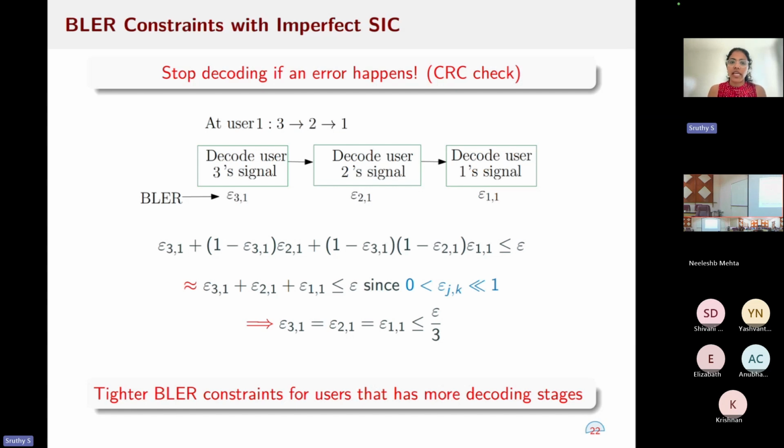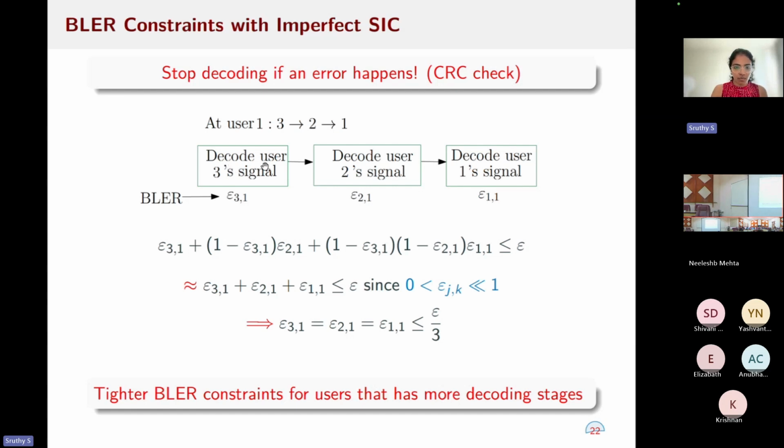In modern wireless systems, we use cyclic redundancy check, and it stops decoding if an error happens. Because of this, we are incorporating a maximum block error rate constraint at each decoding stage for a user. So let's say, for example, at user 1, the decoding order is 3 to 1. It first decodes user 3's data, then user 2's, and then user 1's. So here we assign a maximum block error rate each decoding stage can allow: epsilon 31, epsilon 21, and epsilon 11. We say that the cumulative, the total block error rate across this process should be less than or equal to the threshold that we have given for user 1's data.